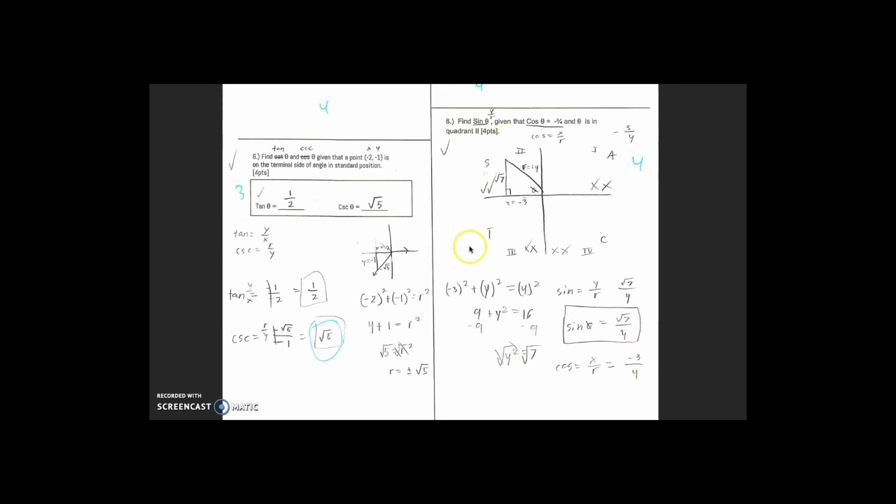Remember, it's really easy to tell if you know what you're doing based on the work I have here. In quadrant 2. Good. Show me the Pythagorean theorem. Radical 7. Good. Give the student full credit.